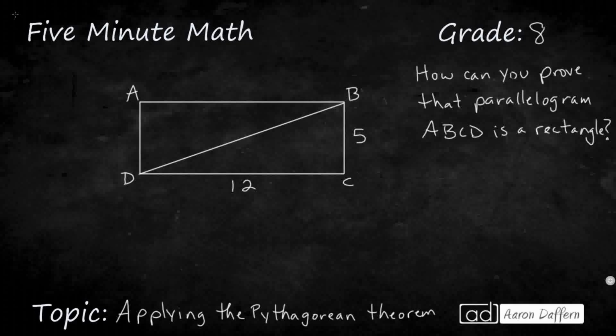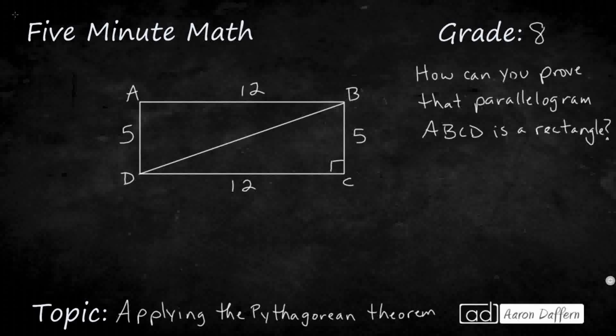Well, we know that if we can say that line BC is 5 and it's a parallelogram, we can say that AD is 5. Same with the two bases, right? If DC is 12, then AB is also going to be 12. But that still doesn't help us prove that it's a rectangle, because a rectangle is a parallelogram with four right angles. So let's prove that that is a right angle. And how can we do that? Well, with the Pythagorean theorem.